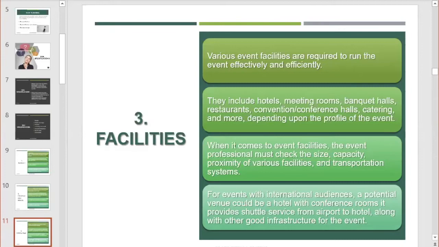So if it is a hotel that is near the airport and has shuttle services to the airport, all the better. And it's near major forms of infrastructure, including well-positioned roads that lead to and from the destination, all for the better, because it will make it easier for people to come and go from the event.